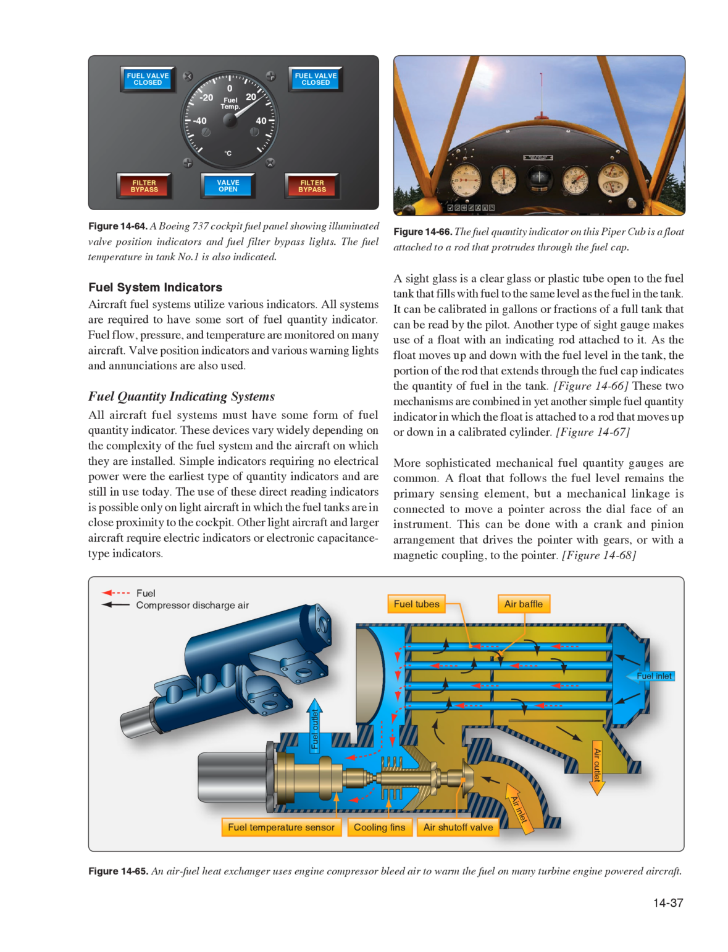Figure 1466, these two mechanisms are combined in yet another simple fuel quantity indicator in which the float is attached to a rod that moves up or down in a calibrated cylinder. Figure 1467, more sophisticated mechanical fuel quantity gauges are common. A float that follows the fuel level remains the primary sensing element, but a mechanical linkage is connected to move a pointer across the dial face of an instrument. This can be done with a crank and pinion arrangement that drives the pointer with gears, or with a magnetic coupling to the pointer. Figure 1468.